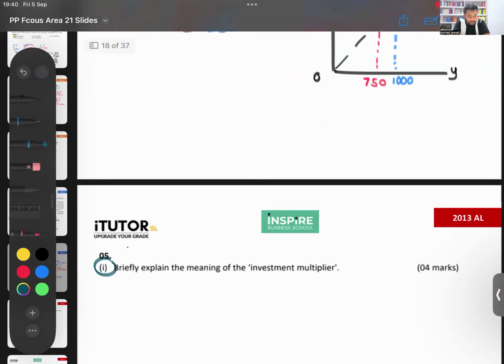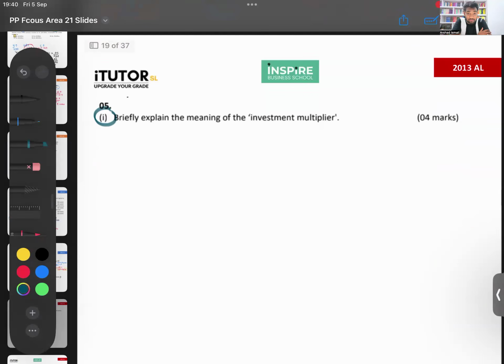Okay. So what is the investment multiplier? Investment multiplier is telling you if investment increases, by how many times would the national income increase? So when there is a change in investment or an autonomous expenditure component, national income increases multiple times. By how many times it increases is what you call your investment multiplier.